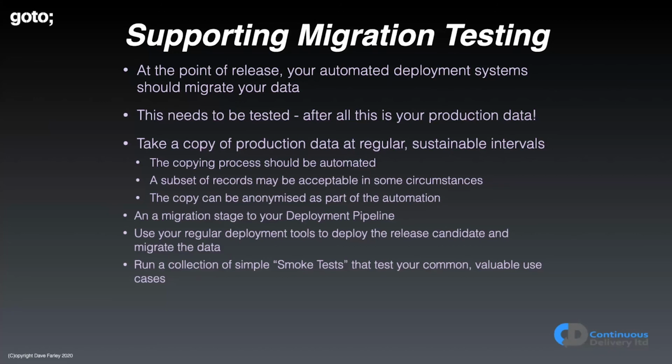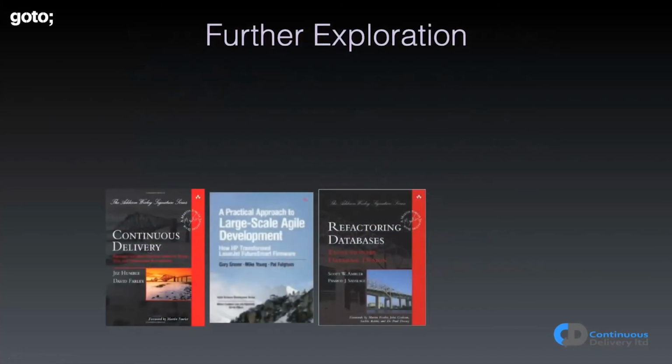Make the data anonymized if that's appropriate in your environment, and then every time you deploy a release candidate, use that copy of the data as a starting point to check, within your deployment pipeline, that the migrations work. And then you can do some simple smoke tests to just check that that version of the system looks sane as far as you're able to tell. So kind of lightweight tests.